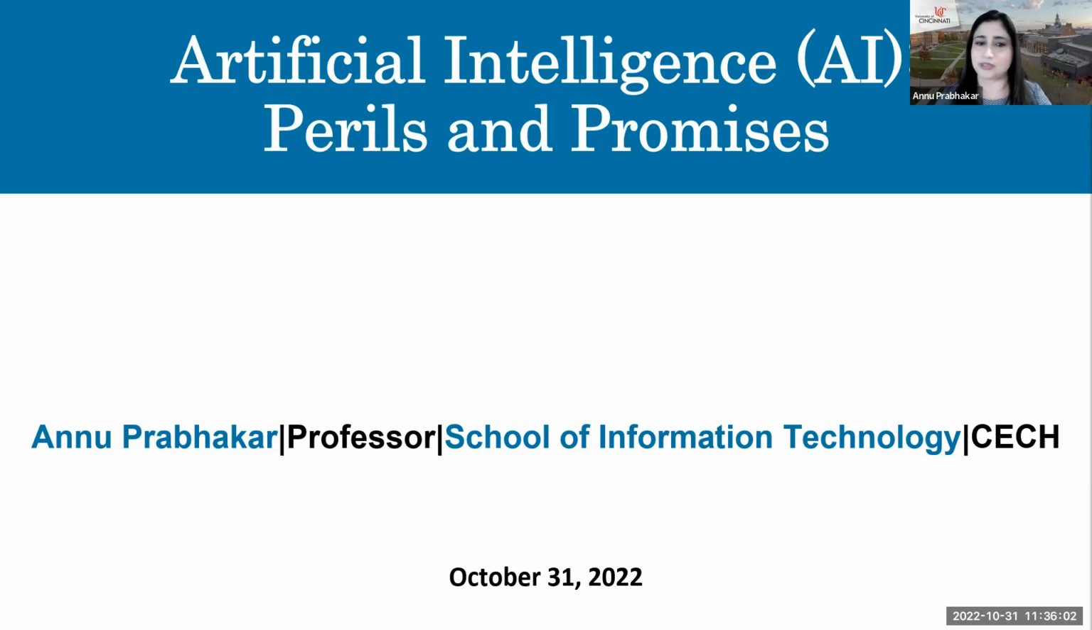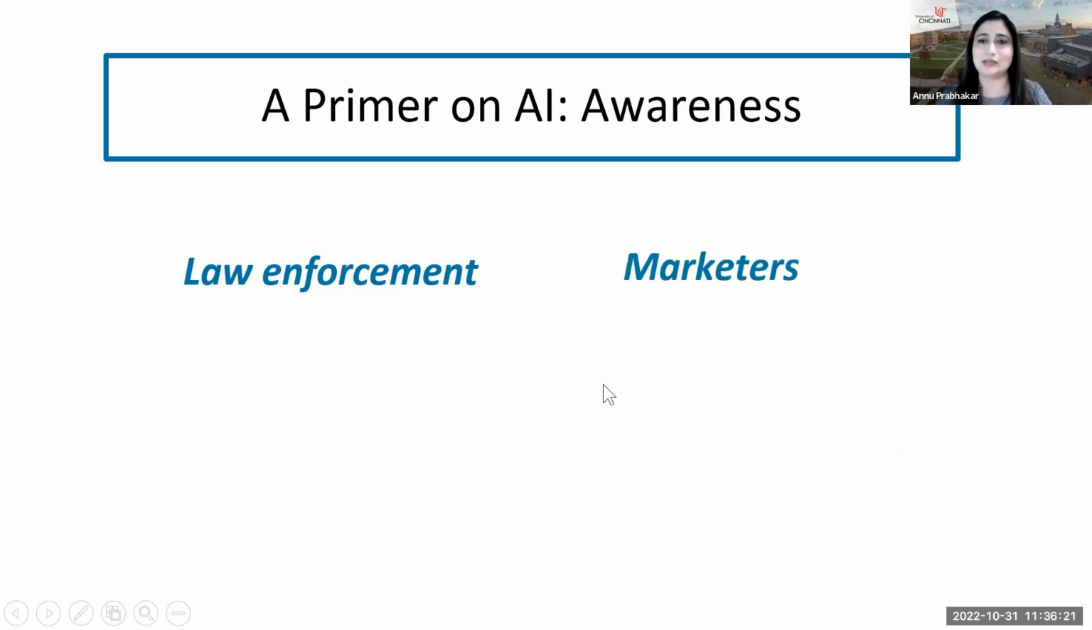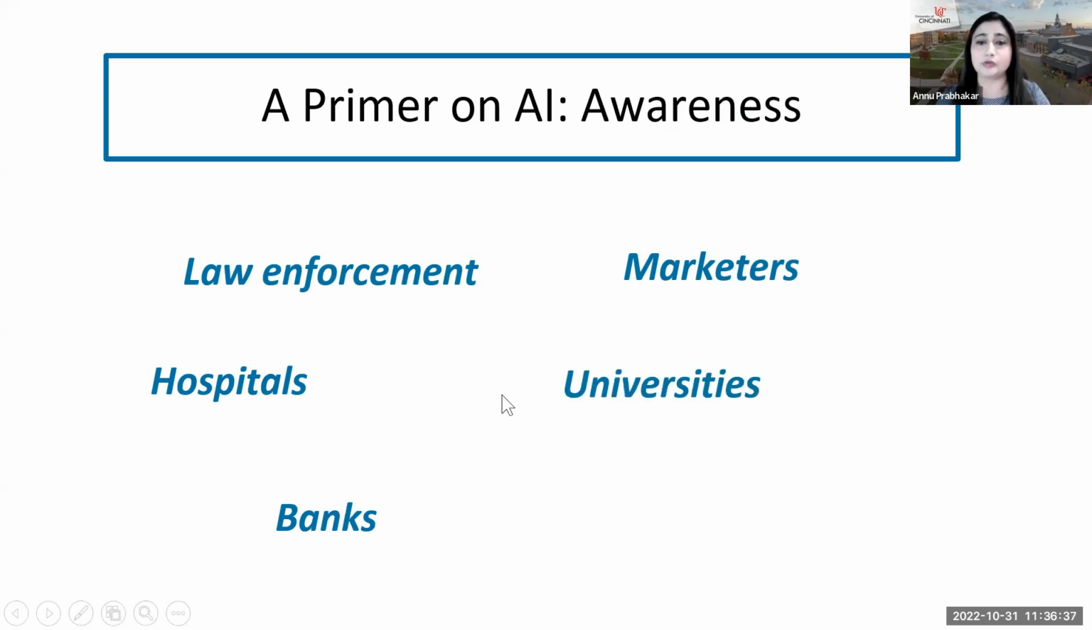Because AI-enabled systems are everywhere. We use it in our daily life, the systems such as Google search, navigation systems, or Alexa. Beyond that, law enforcement uses AI to decide who should be profiled as criminals. Marketers use AI to decide who will buy what product and at what price. And hospitals are using AI to decide which patients get treated. Banks are using it to decide who gets the loans. Universities are using AI to decide who will get admission to their programs, and employers are using AI to decide who gets hired.